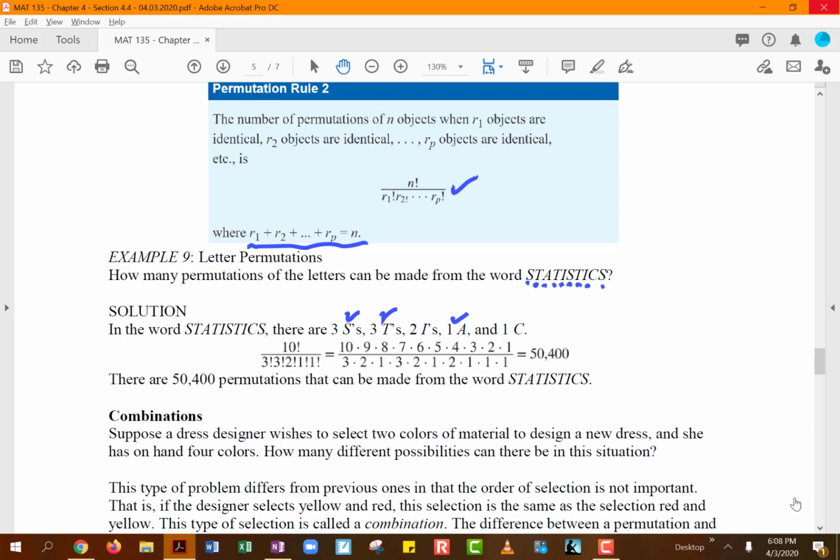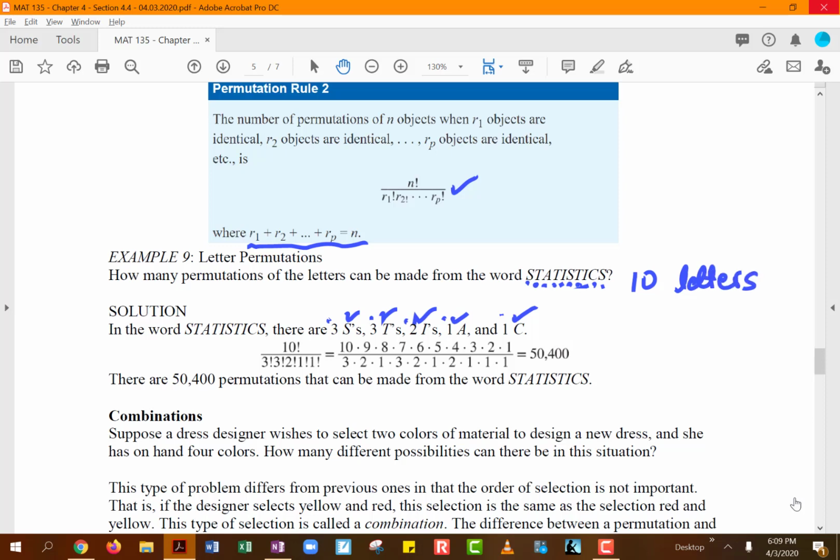In this case, if you add all of these, 3 plus 3 is 6, 6 plus 2 is 8, plus 1 is 9, plus 1 is 10, right? So we have a total of 10 letters that we are using in the word statistics. That's your n, so this will equal your n. So that's our 10 factorial on the top.